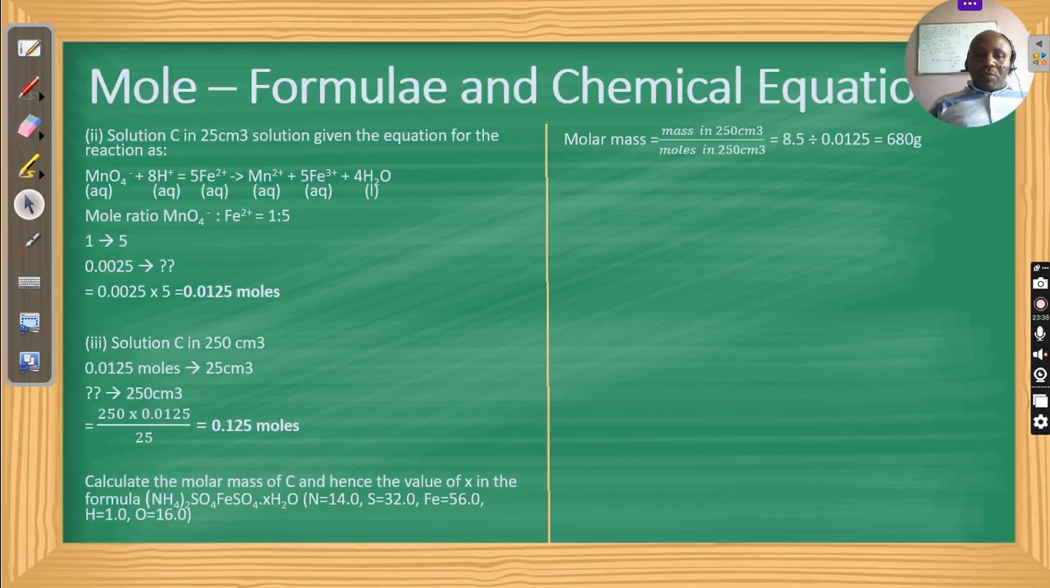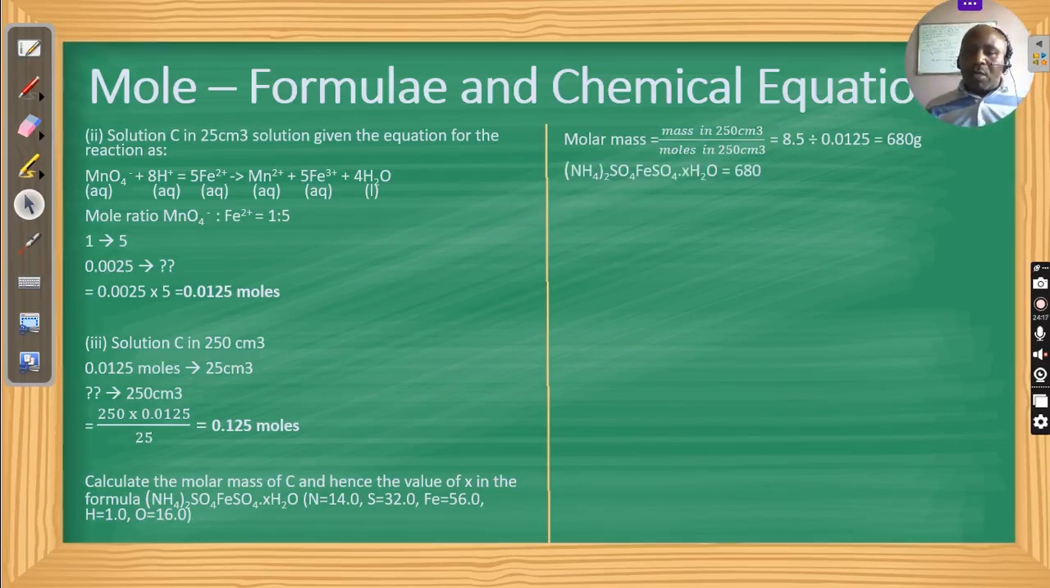First, the way you calculate molar mass is that you take the mass that we have been given in 250 cm³, which is the whole content of C, which was 8.5 grams. You divide by the moles in 250 cm³, which you have found to be 0.125 moles. So you divide the 8.5 grams that we dissolved in the 250 cm³ by the moles in that particular volume, which is 0.125, and we get that the molar mass is 680 grams.